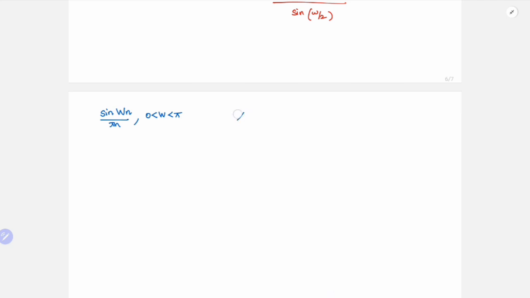In general, your X of e power j omega is going to be equal to, again, a filter kind of thing in the frequency domain. So 1 for 0 less than or equal to omega less than or equal to w, and 0 for w less than omega less than or equal to pi. So again this will be periodic with period of 2 pi. This is a square window in the frequency domain.